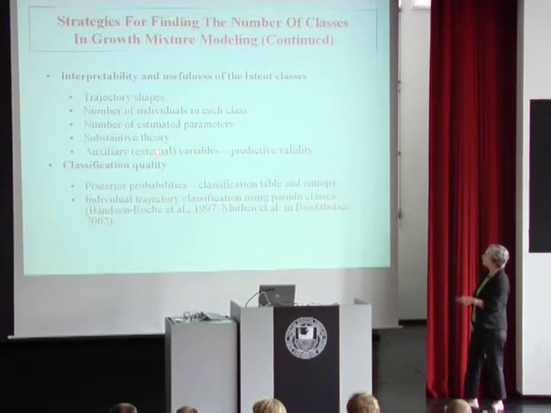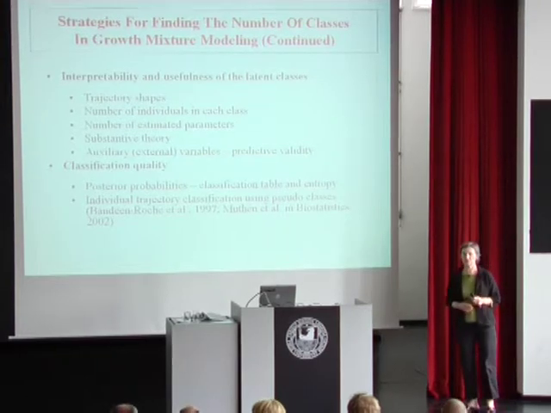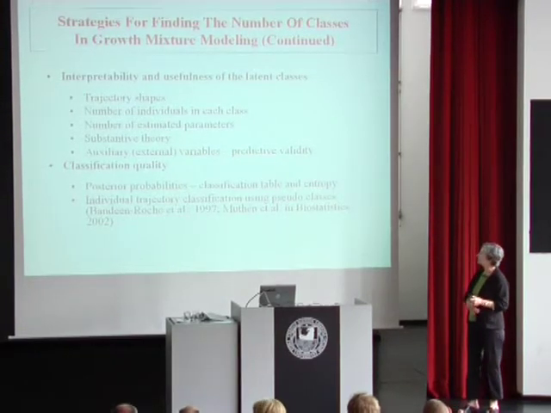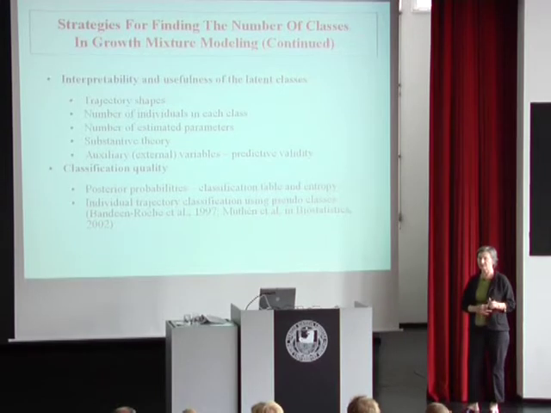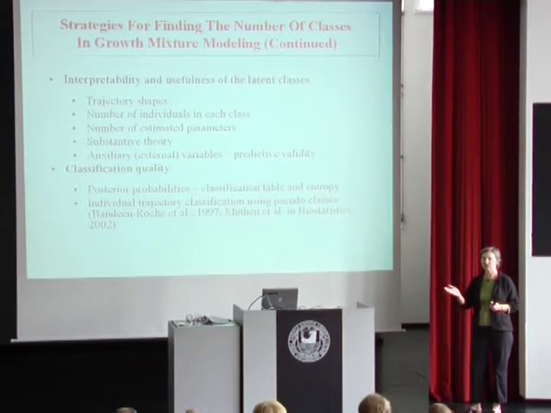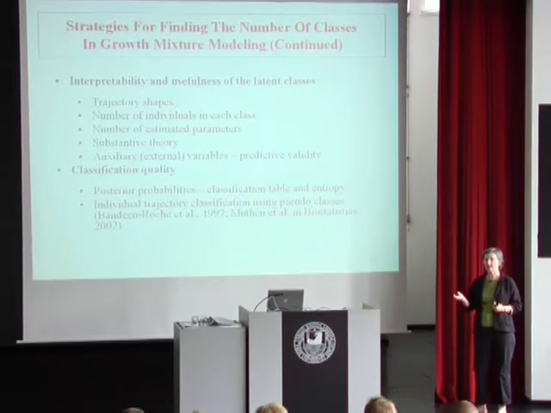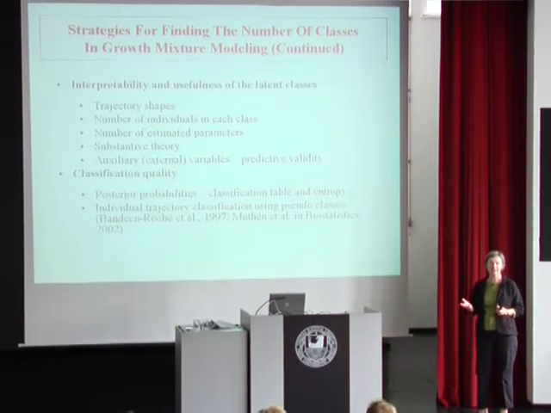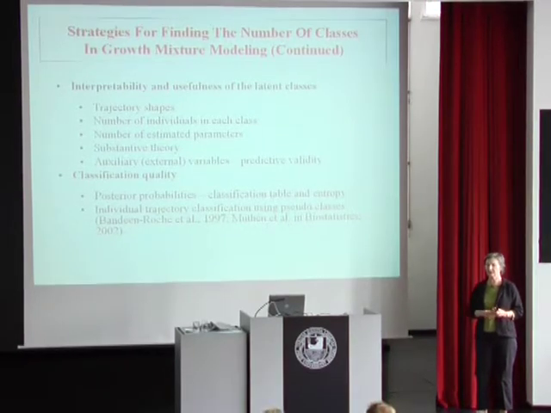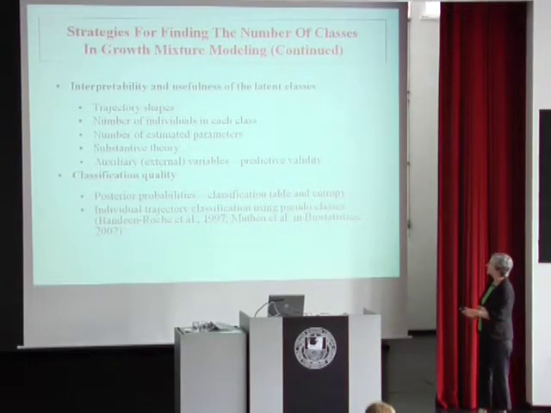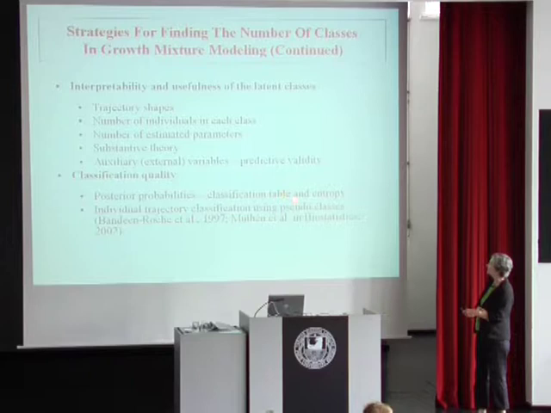And then we can also look at auxiliary variables in terms of predictive validity. So for example, we may have a distal outcome, and we can see, do the classes relate to the distal outcome as one would expect? And that's a form of predictive validity. And that can also help us see whether or not the trajectory shapes really make sense. Classification quality is, as always, the posterior probabilities, the classification table and entropy.